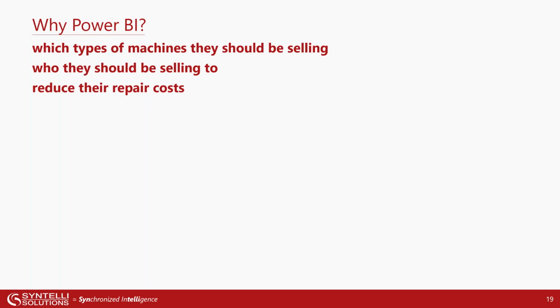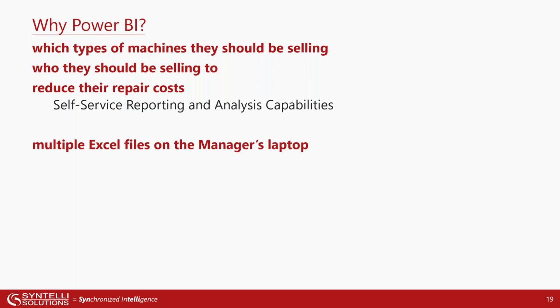So breaking down some of the requirements we have here, we can look at their core technical problem, which is which types of machines they should be selling, who they should be selling to in order to reduce repair costs. Power BI has what we call self-service reporting and analytics capabilities, meaning it allows you to very easily create a KPI for repair cost and slice that by types of machines, slice that by customer type, slice that by individual customers even. Slice that by location. You can do all of that really easily in Power BI, very quickly, in fact. So that portion of Power BI really homes in on those requirements.